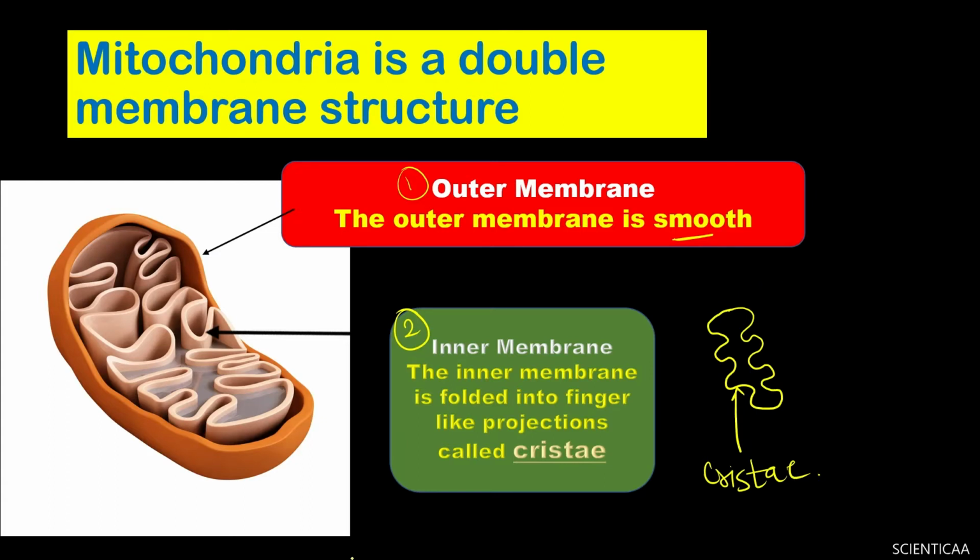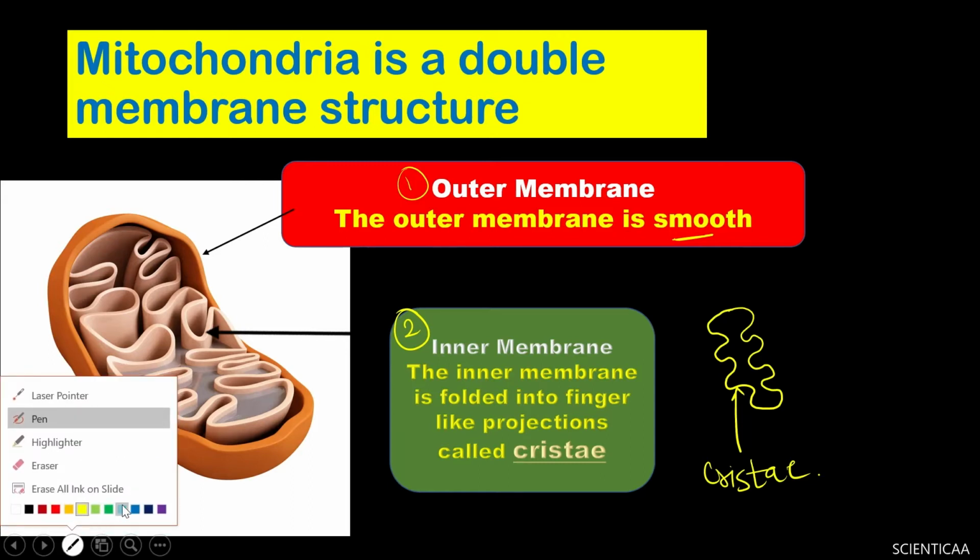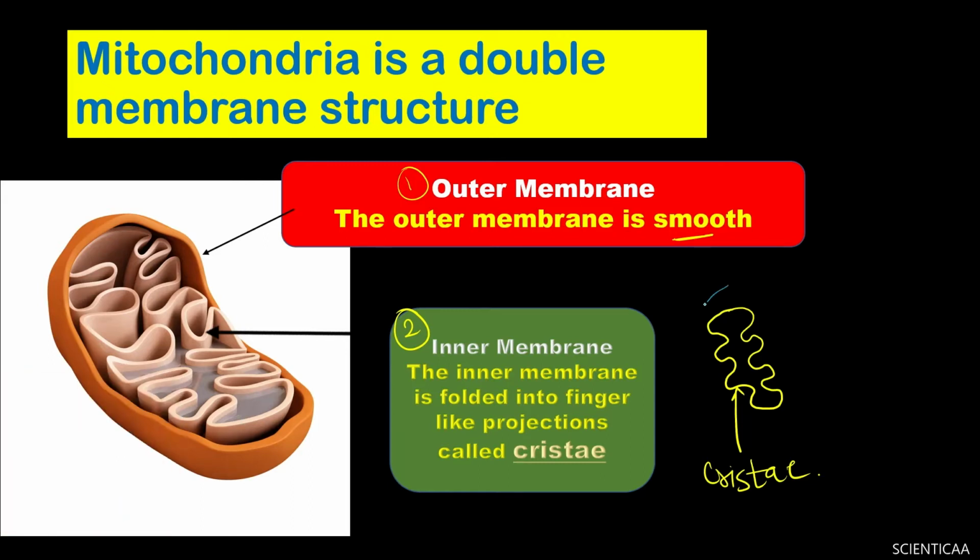Okay, however, when we talk about the outer membrane which is present outside, it is much smoother as compared to the inner membrane. So this is just a continuous membrane which is present outside the inner membrane, which you call as the outer membrane.